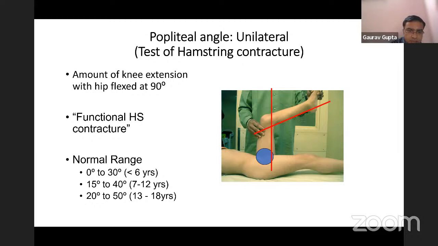And normally a kid less than 6 years can have 0 to 30 degrees of popliteal angle, 7 to 12 years, 15 to 40, and 13 to 18 years can have 20 to 50 degrees of popliteal angle. Now this tells us functional hamstring contracture.